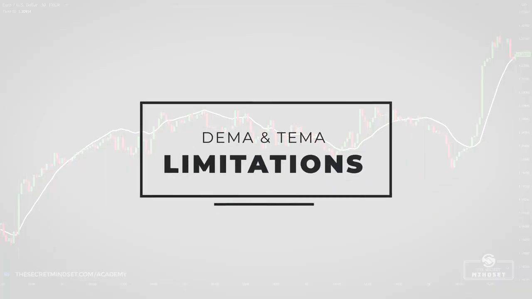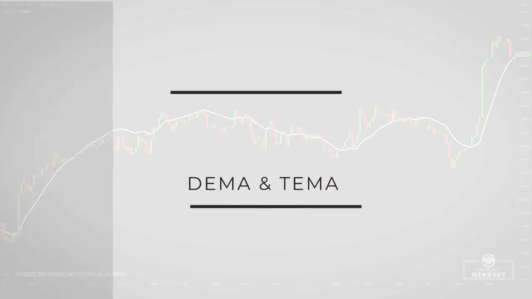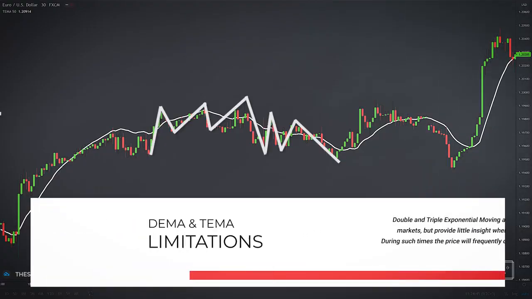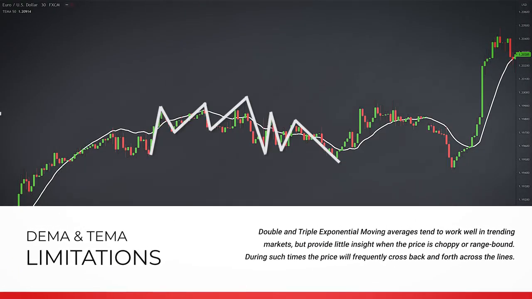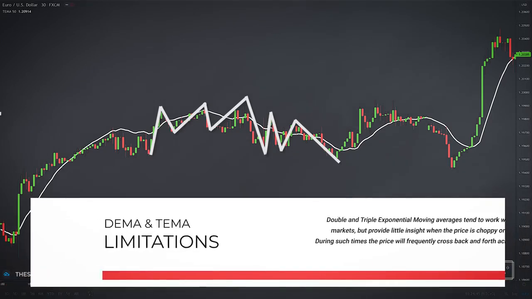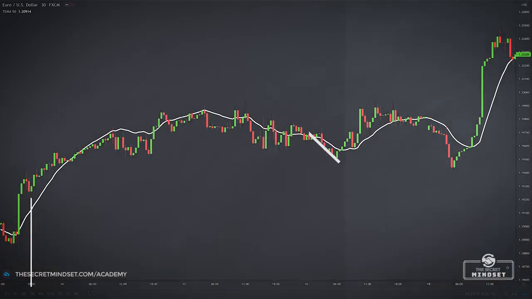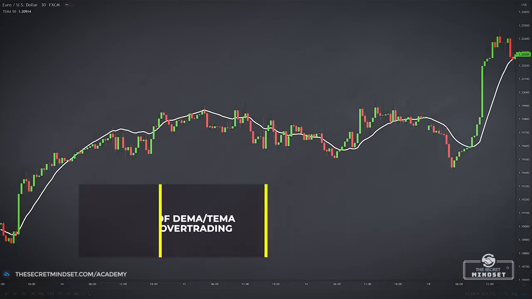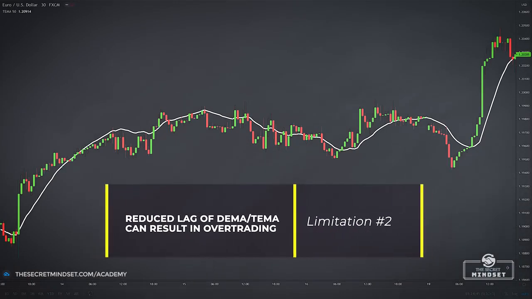Double and triple exponential moving averages tend to work well in trending markets, but provide little insight when the market is choppy or range-bound. During such times, the price will frequently cross back and forth across the lines. Also, the reduced lag of the double and triple EMA can be good in some scenarios, like when the actual price reversal occurs, because it gets you out of the trade quicker. Yet, reduced lag can also result in overtrading.